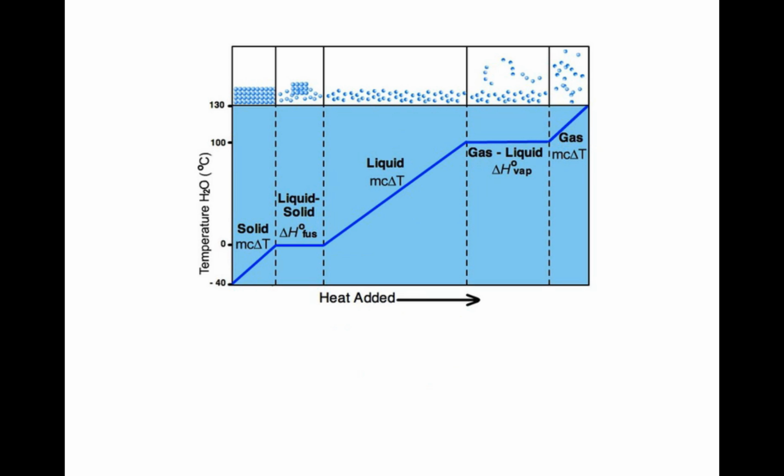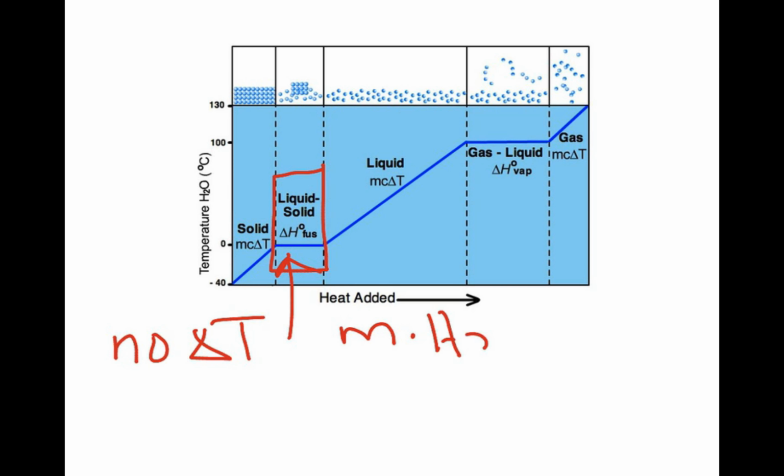Now a problem arises when we're going to look at this interval right here. We have water as a solid becoming liquid water. There's a phase change going on. Do you notice that during a phase change there's no delta T? There's no change in temperature. That means we can't use MCp delta T. Instead, we're going to use the formula mass times heat of fusion.